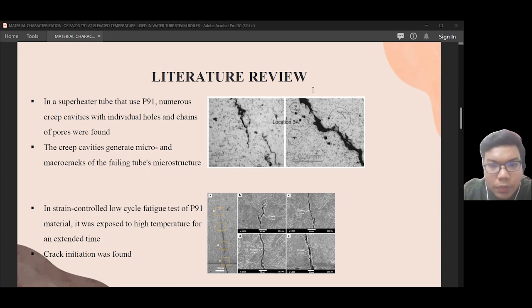Based on research done in previous studies, P91 is commonly used for superheated tube. In a study of P91 failure in superheated tube, creep cavities with individual holes and chains of pores were found. The creep cavities generate micro and macro cracks in the failing tube microstructure. In another study, in a strain control low cycle fatigue test of P91, the material was exposed to high temperature for an extended time. Due to that, crack initiation was found. Based on previous studies, a sudden increase of temperature that exceeds the operating temperature caused failure of material used in water tube boiler, which resulted in transformation of grain microstructure.